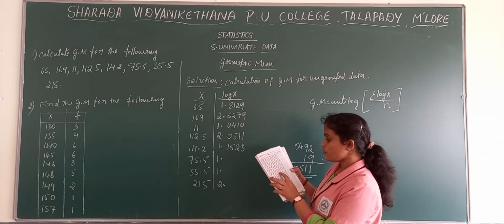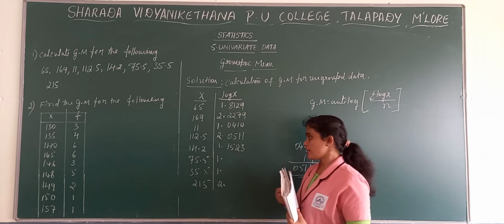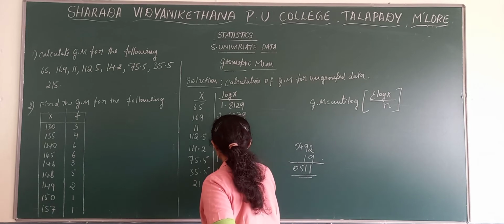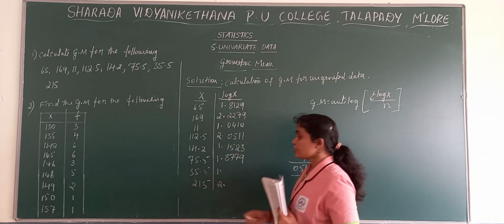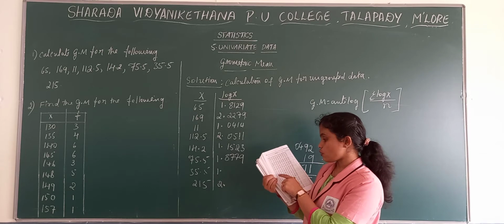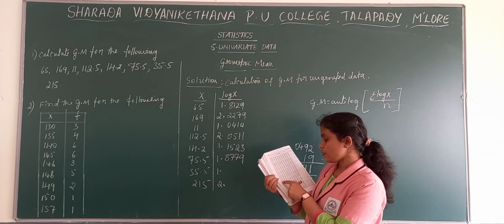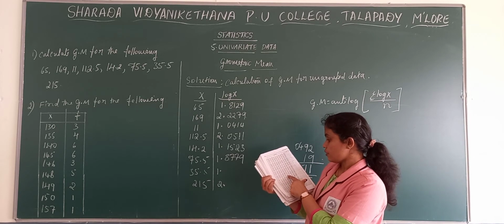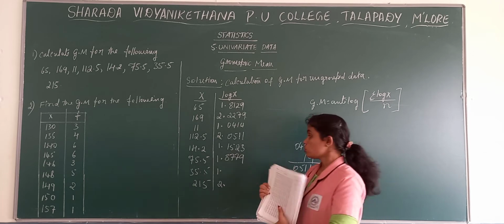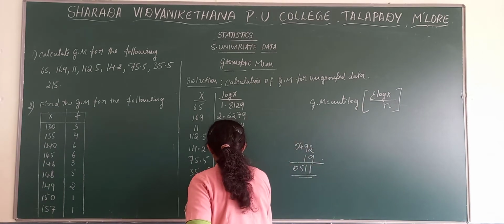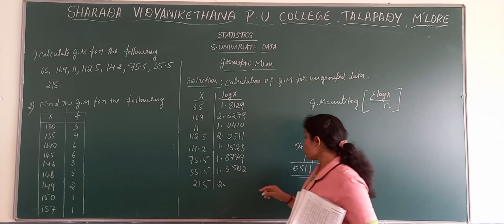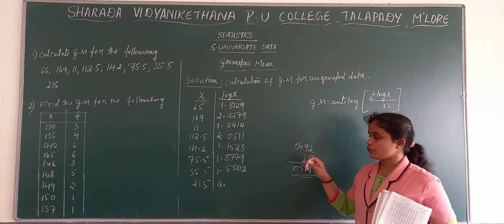We get 8779. 35, fifth column. Next one, 35 fifth column. We get 5502. Only 4 digits come. We need to add the mean differentiation.